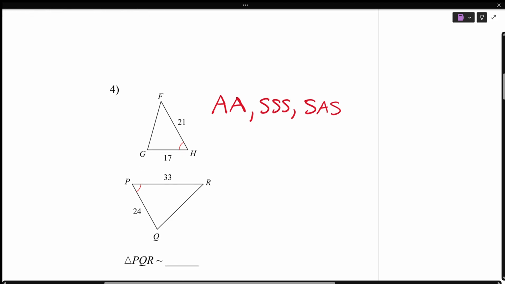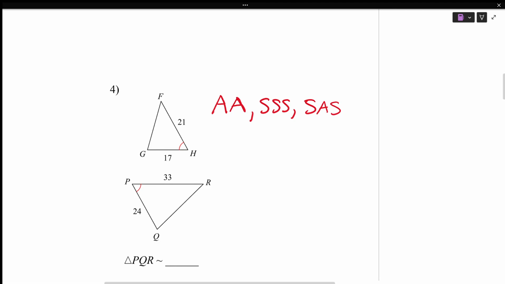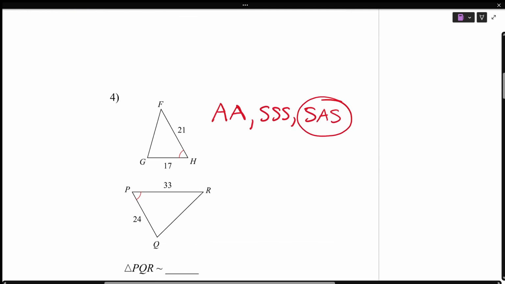And now you're looking at the information I was given to you. I see a side, angle, and a side. Okay, so we're probably going to use SAS here. So let's move forward with that. We're using the SAS theorem. So match the sides again, the same way we did in number 1.